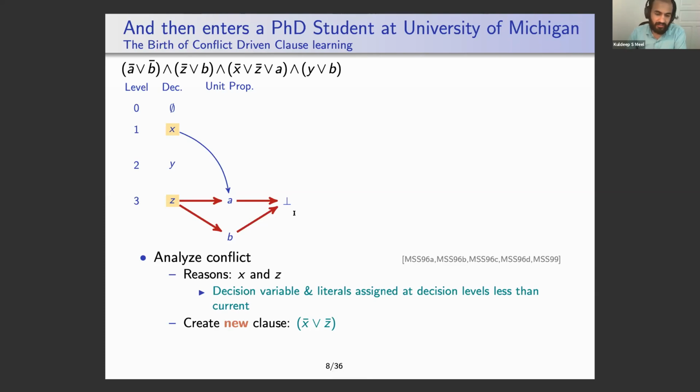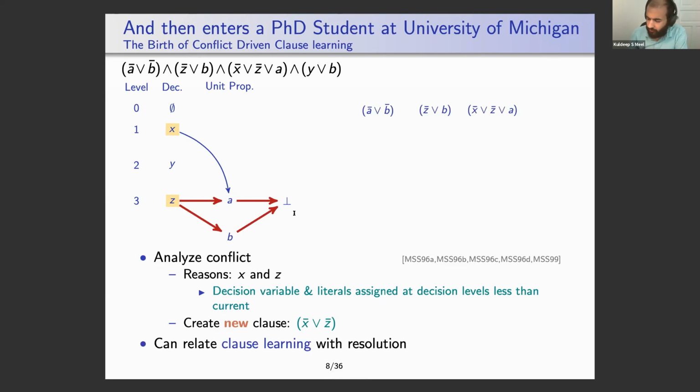How do I remember something like this? Well, I can create a clause. What is a clause? It says not x or not g. And I'm going to remember it in future so that whenever I assign x to 1, it immediately tells me that you have no choice but to assign g to 0. Okay? So this was a major breakthrough.